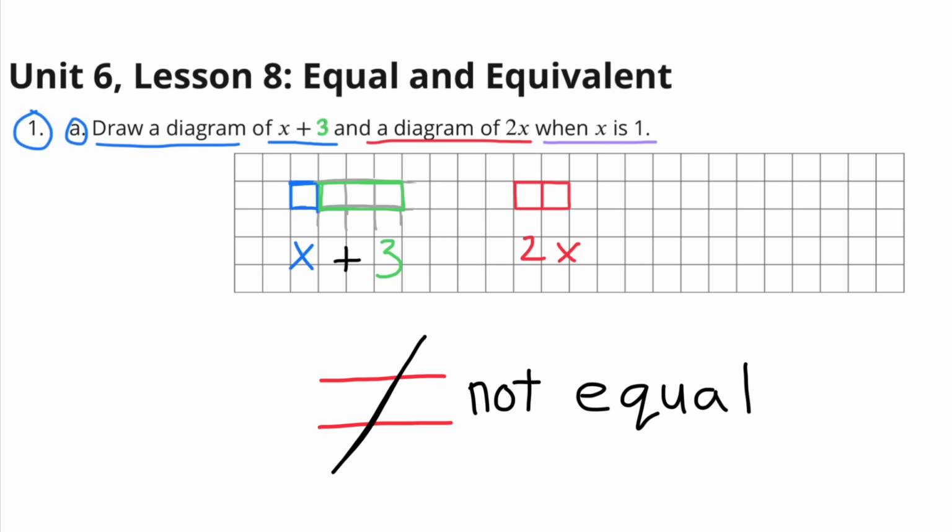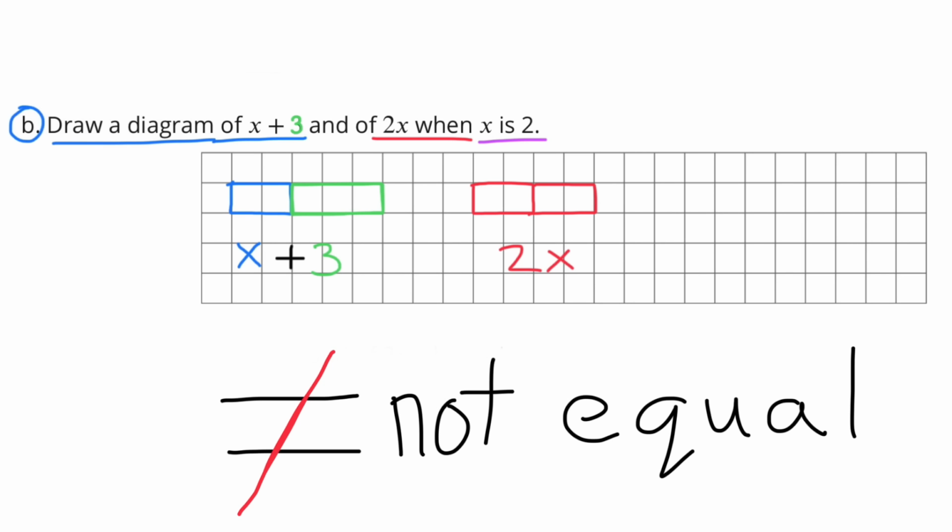Here's a look at diagram A, and you can tell that they're not equivalent because x plus 3 has a value of 4 units and 2x only has a value of 2 units. Here's a look at diagram B, and you can tell that they're not equal because x plus 3 is equivalent to 5 units and 2x is equivalent to 4 units.